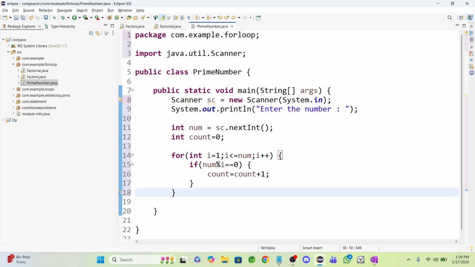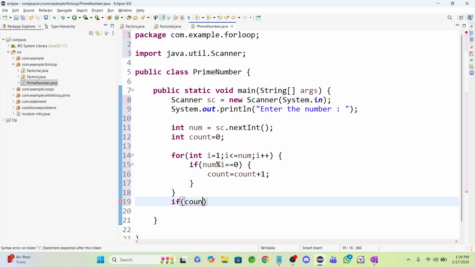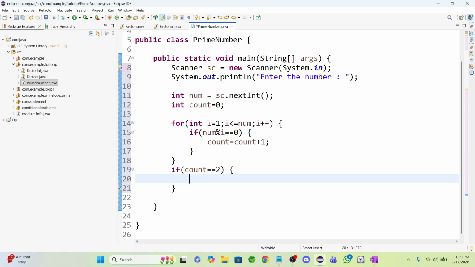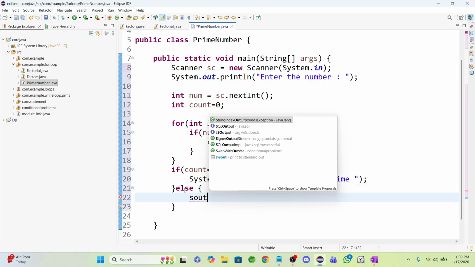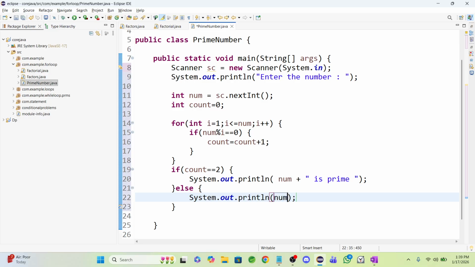After that, if the count double equals to 2, that is divisible by itself and 1, then you can say that the given number is a prime number. Otherwise, the number you entered is not prime.